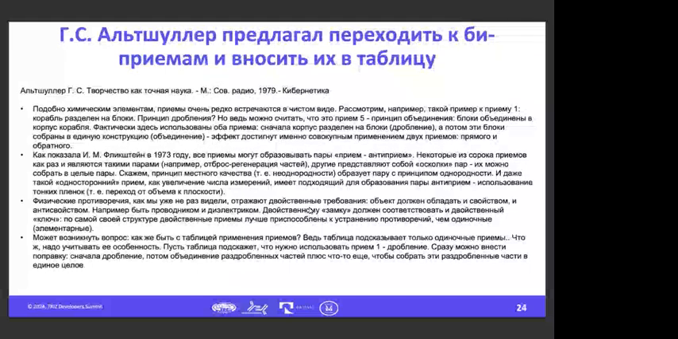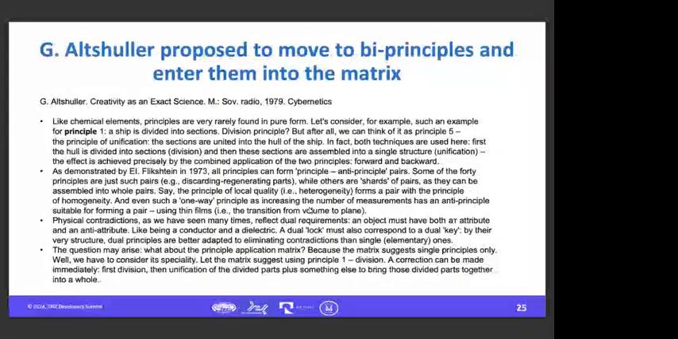So in many works of Altshuler, and in that article, Creativity as an Exact Science, we can see that those principles are very flexible things. We can combine them. We can look at them as a consequence one by one, or we can look at them like principle and anti-principle. That's why our work is the direct inheritance of what was suggested by Genrikh Saulovich.